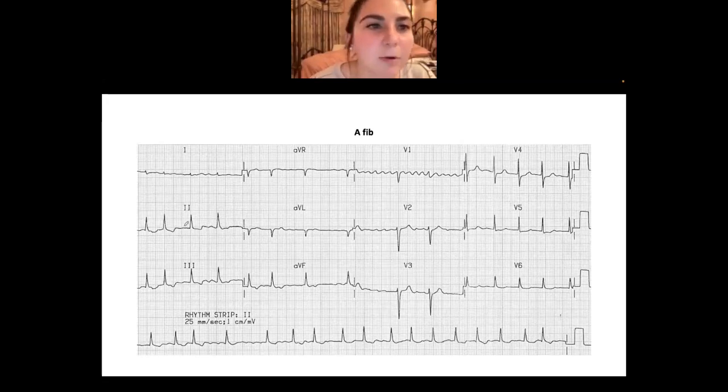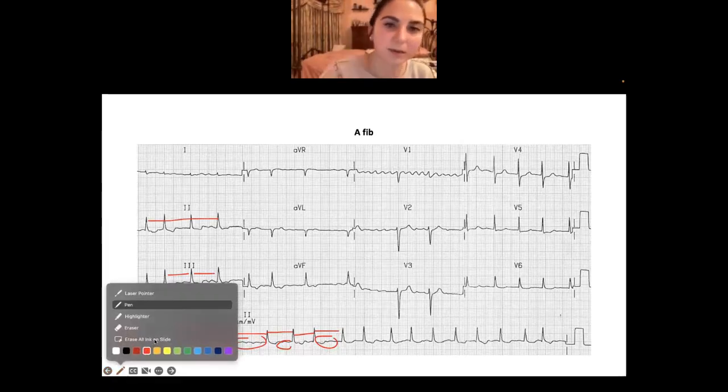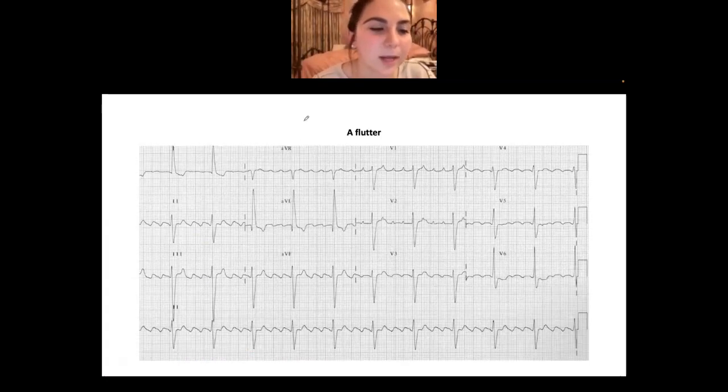But for AFib, again, look at the distance between the R waves. These are irregular. Even if you're not sure, you'll be able to tell with lead 2 at the very bottom, because it shows you the whole strip. This is not regular between the peaks. Even if you just look at lead 2, this is not regular. Each beat looks different. Okay, so that's your AFib.